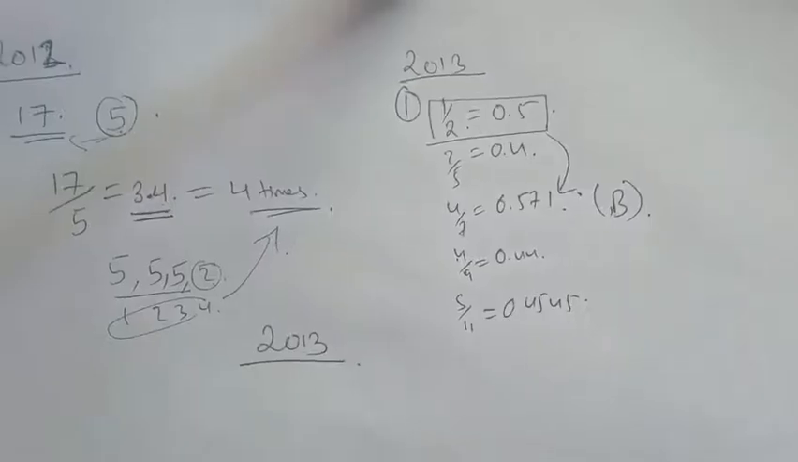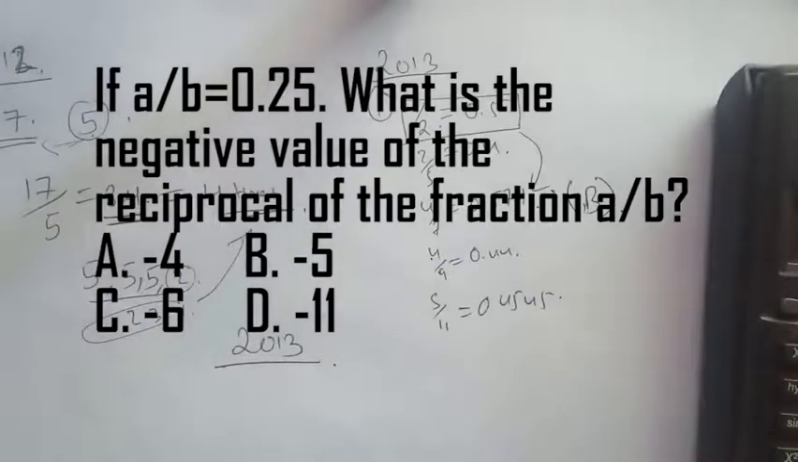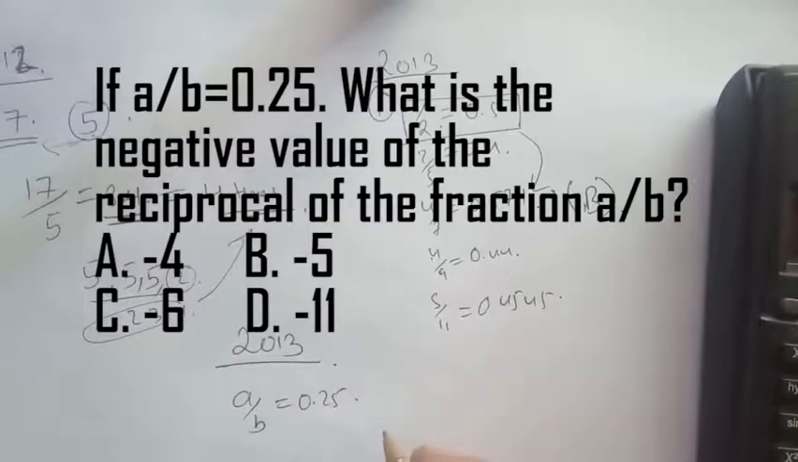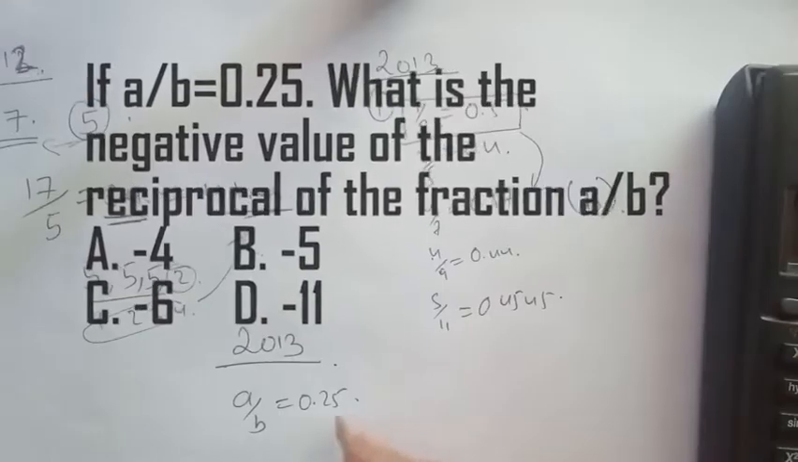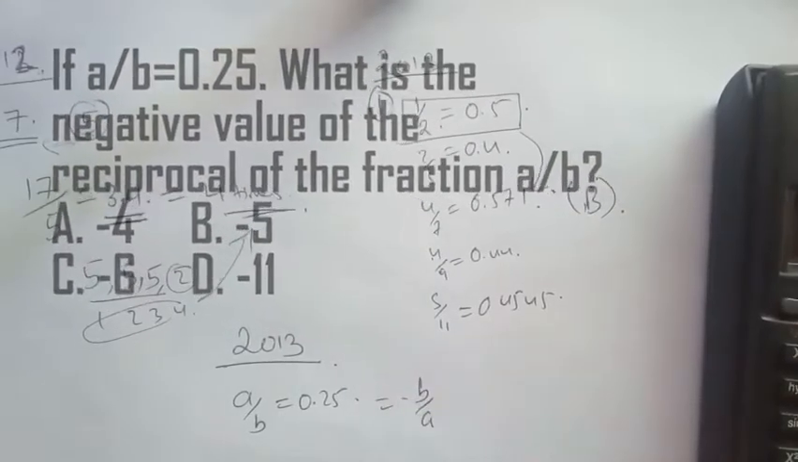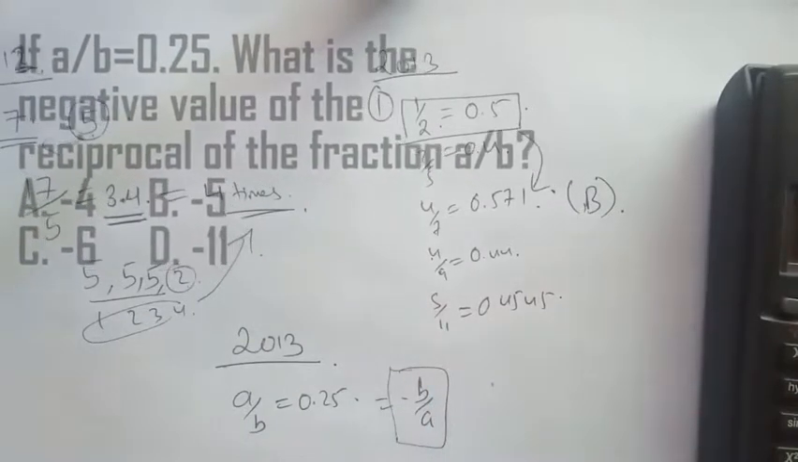Last question: if a by b is 0.25, what is the negative value of the reciprocal of the fraction a by b? The reciprocal is b by a, and then we take its negative value. If a by b is 0.25, first convert the decimal to a fraction. It's very simple.